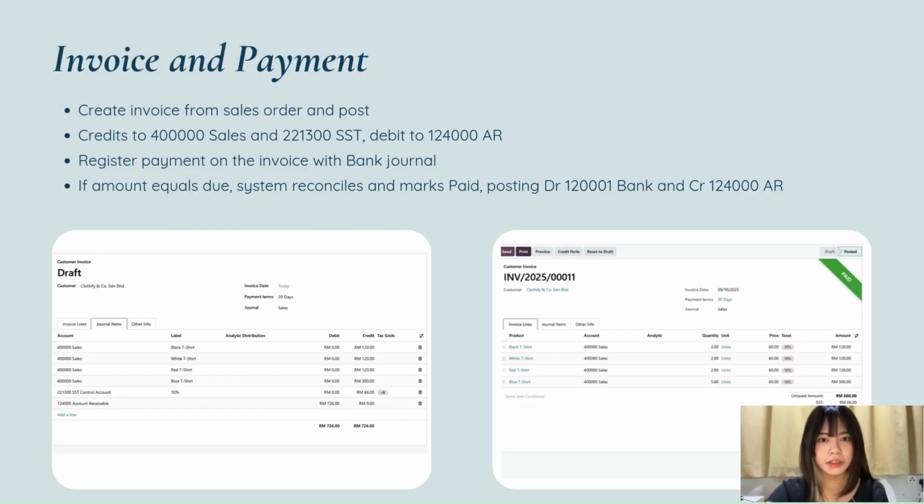After the sales quotation is confirmed, we open the sales order and create the invoice. Posting it records the revenue and receivable. Then we click pay on the invoice and choose the bank journal. If the payment equals the amount due, we mark the invoice paid and reconcile it automatically, clearing the receivable. The bank balance and cash flow statement update at the same time. So finance can see the cash in and sales can close the order.